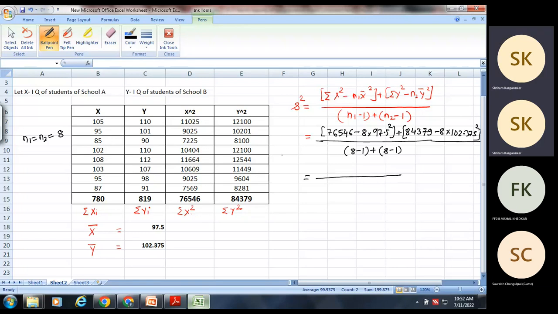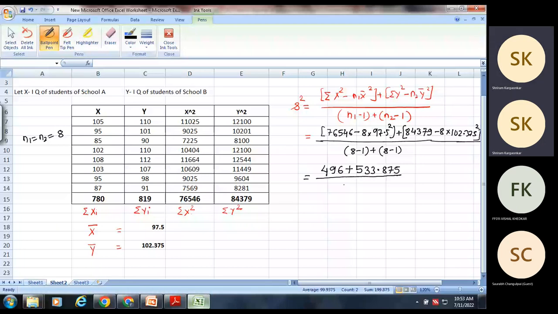So now I solve the numerator. Let's do it on the calculator. You can also use Excel for that, but I use the calculator. 76,546 minus 8 into 97.5 square. If you solve this, you will get 496. This is the first term. Then the second term is 84,379 minus 8 into 102.375 whole square. The second term value will be 533.875. Upon, what is the denominator? 8 minus 1, 7, plus 8 minus 1, 7, means 14.